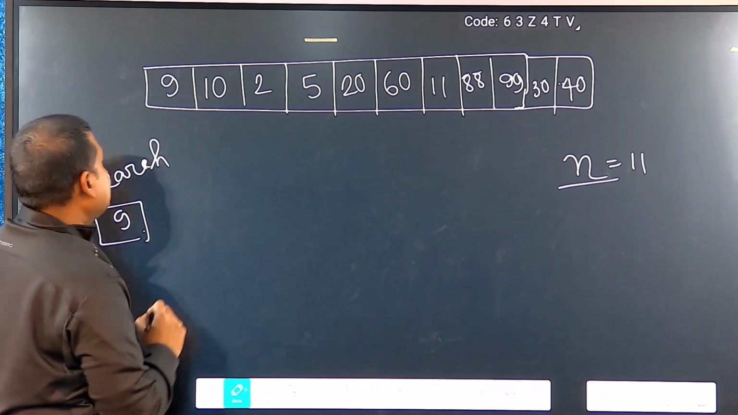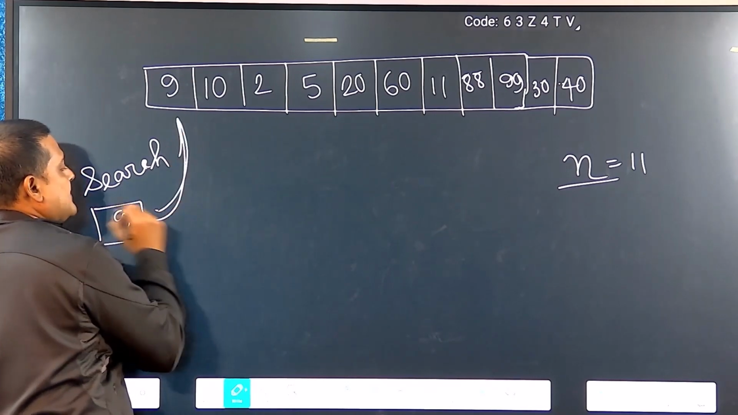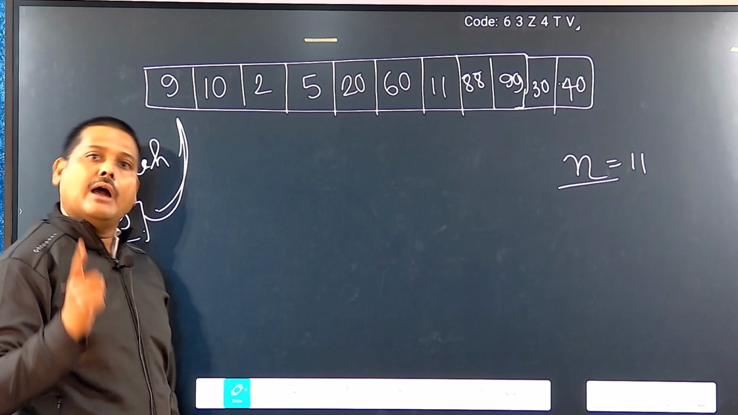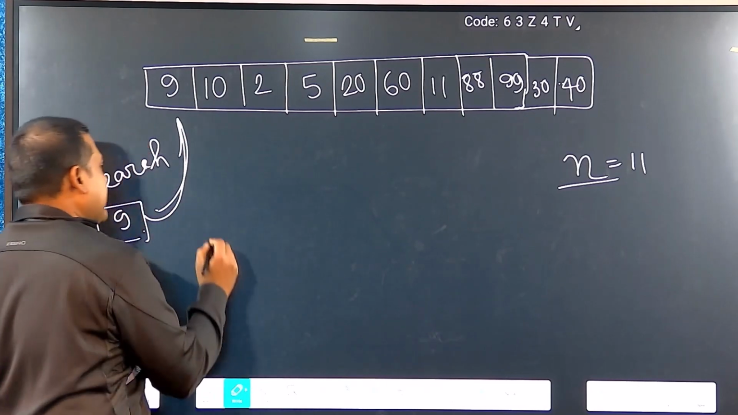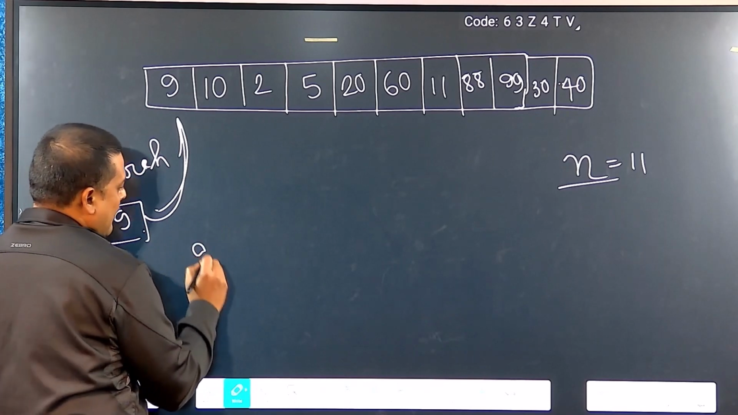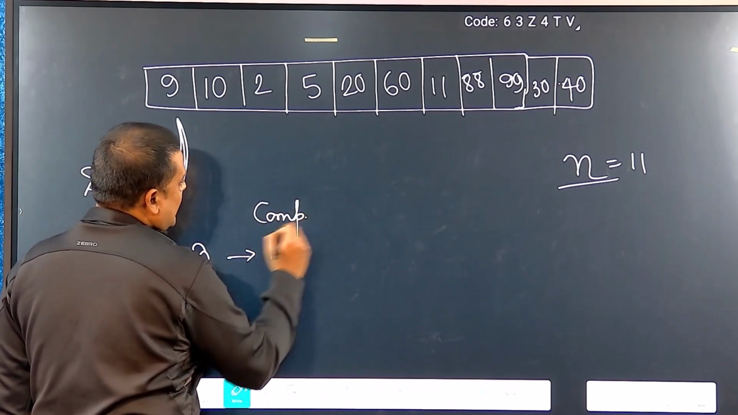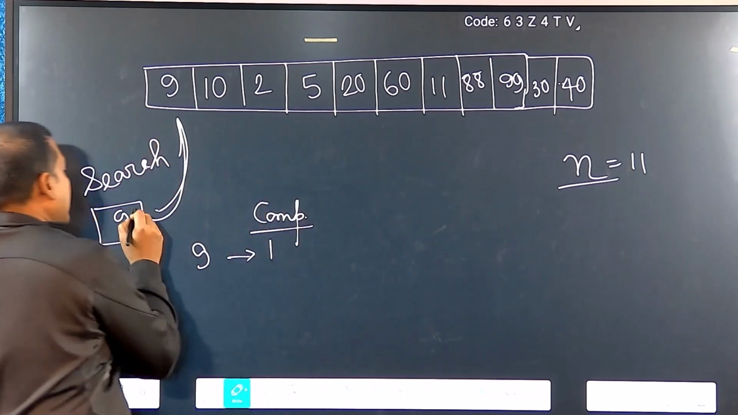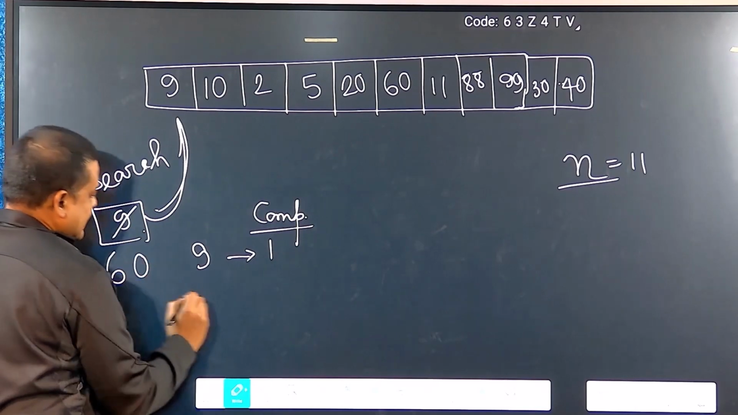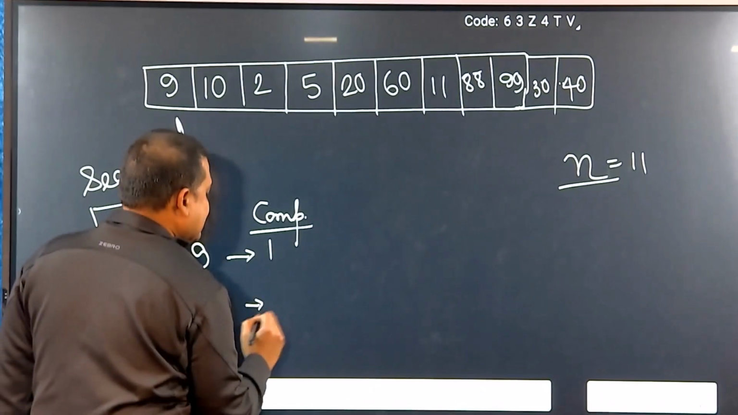So, where is it? I will compare with the first element, and in a single go I am able to find the element. Only one comparison is required. How many comparisons are required to search 9? Only one comparison. Now tell me, if I want to search for 60, how many comparisons are required? 1, 2, 3, 4, 5, 6, 6 comparisons are required.